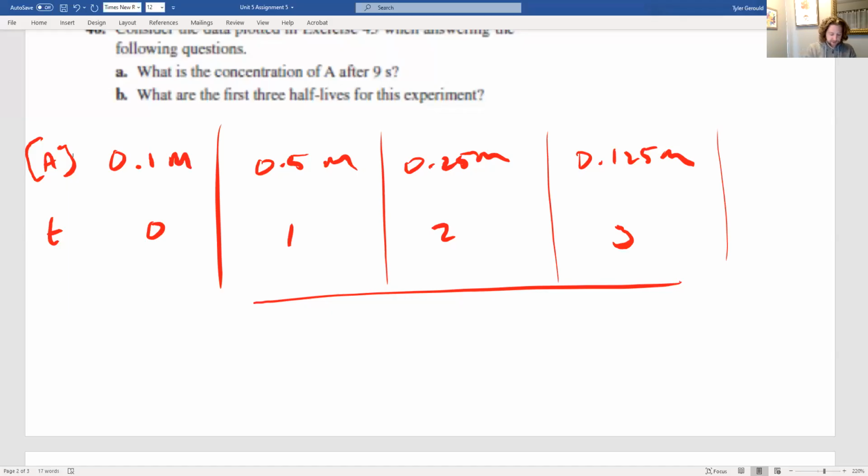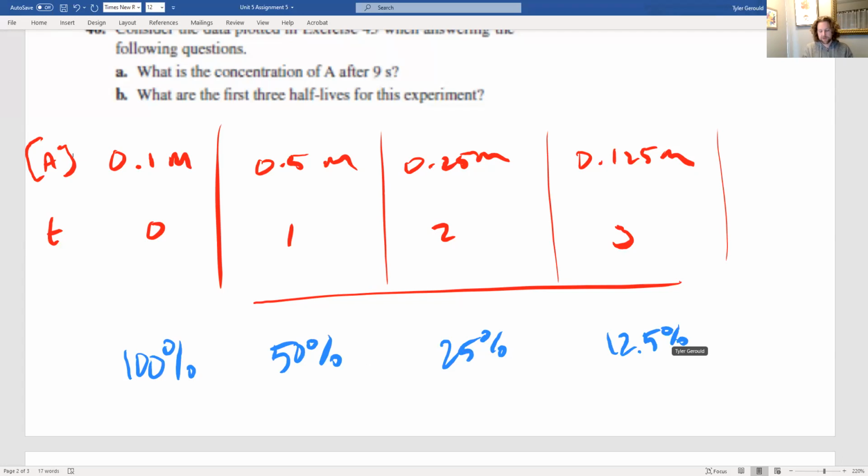And we can also do this off of a percentage base. So first half-life, you have 50% remaining. Second half-life, you have 25% remaining. Third half-life, you have 12.5% remaining of the original value.